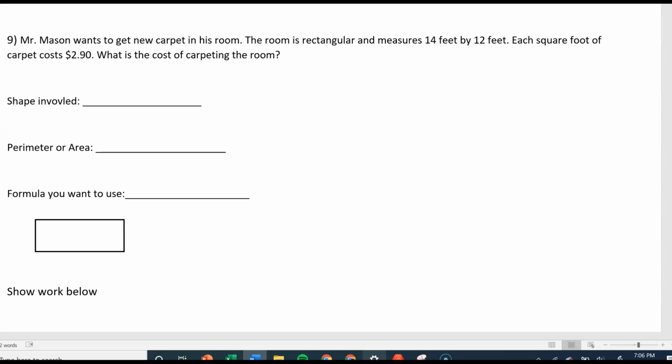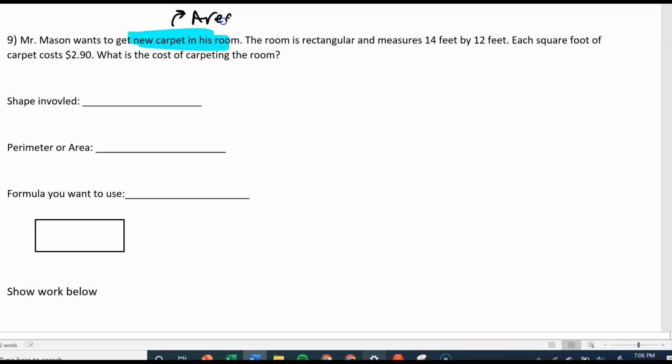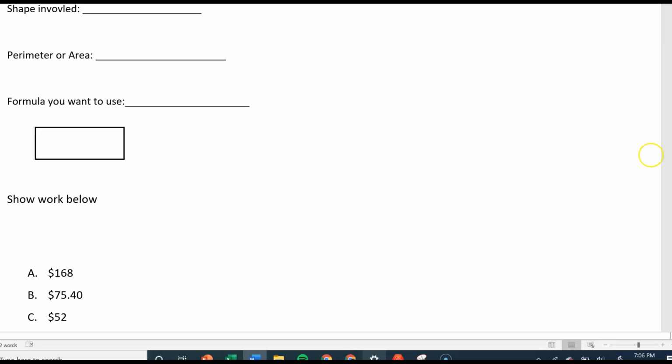It says, Mr. Mason wants to get new carpet in his room. Carpet always has to deal with area because I'm filling in space, okay? The room is rectangular and measures 14 by 12 feet. So there are your dimensions, and if it's a rectangle, you should know that you're dealing with the rectangle formula. Each square foot costs $2.90. What is the cost of the room? So not only do I need you to find me the area of this room that is 14 by 12, I want you to then find me the cost of actually covering that in carpet.